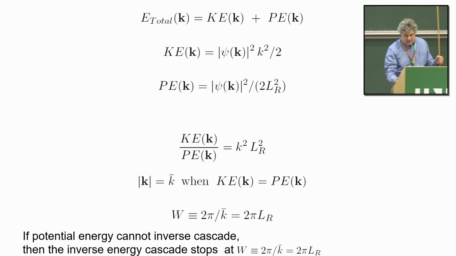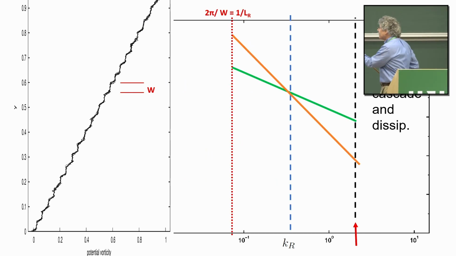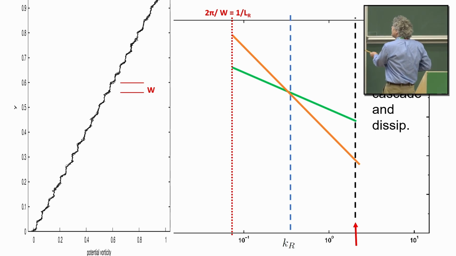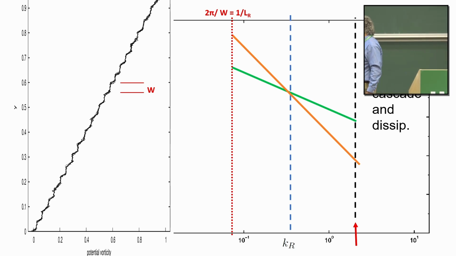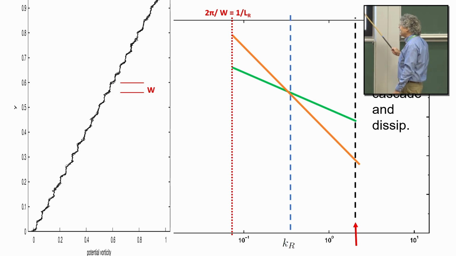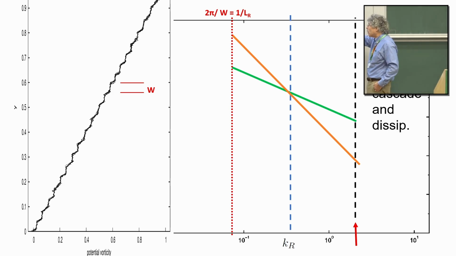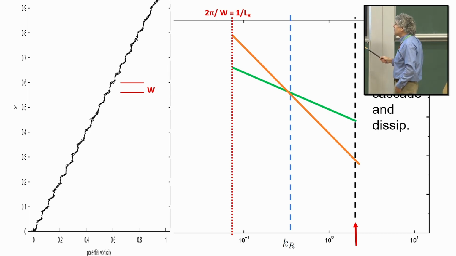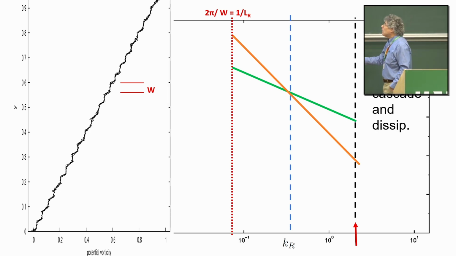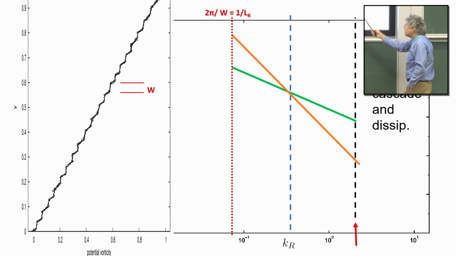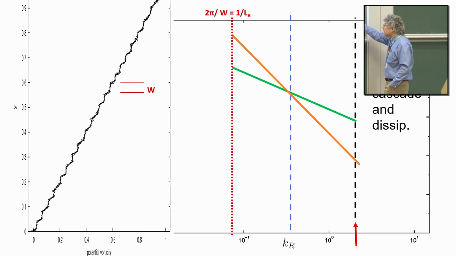And so, schematically, that's going to look like this. Here's where we're forcing. Here is the zonal part of the energy spectrum. Here is the k to the minus 5/3 vortex part of the energy spectrum. Once you get beyond this k_R, we're going to be mostly dominated by the zonal part of the velocity.